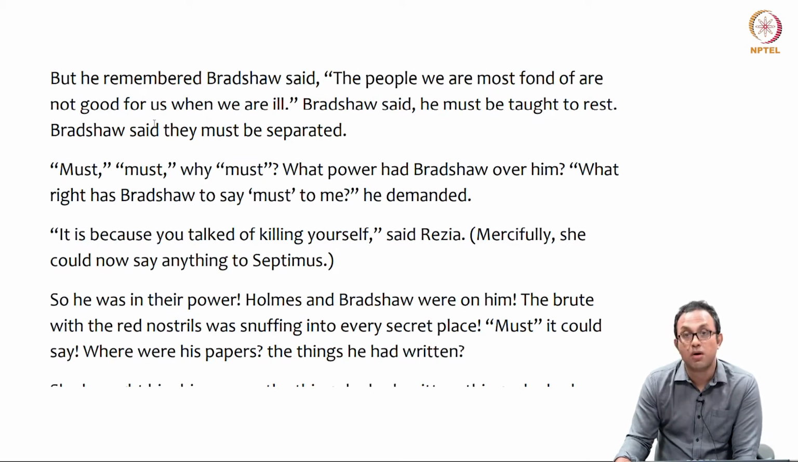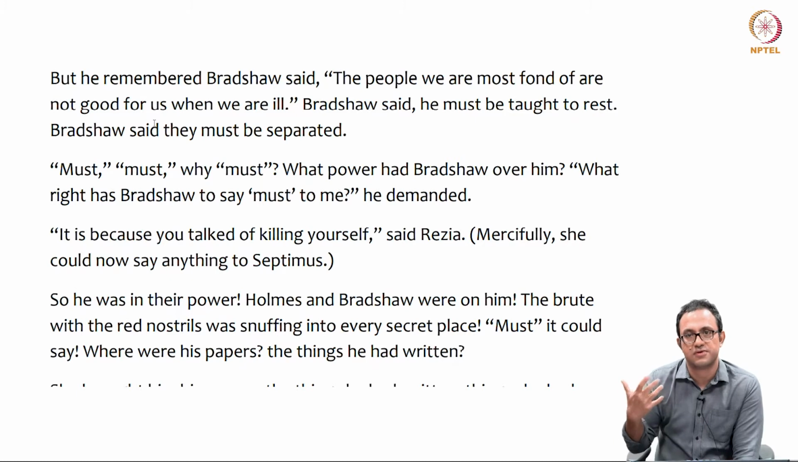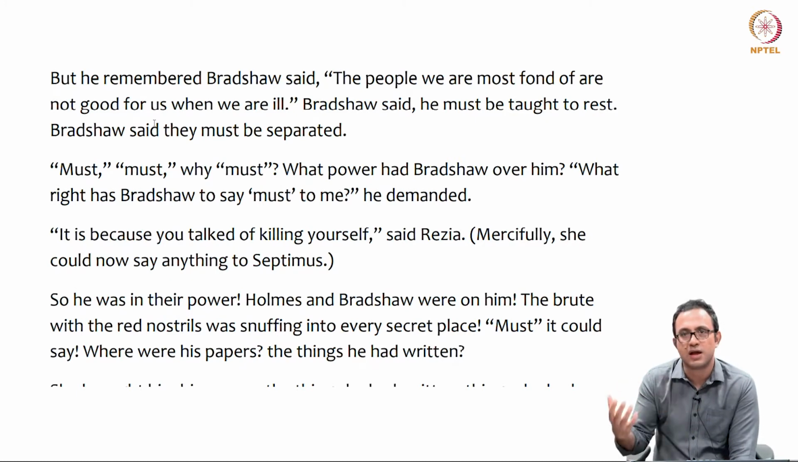Holmes and Bradshaw were on him. So again, we look at the entire territorial control of medicine. They are seizing him, they're controlling him. Holmes and Bradshaw are on him, right? The brute with the red nostrils was snuffing into every sacred place. So the brutality of the doctors is something which comes to Septimus's mind. So rather than cure or healing or empathy, the doctors symbolize brutality to him. Doctors symbolize lovelessness to him.